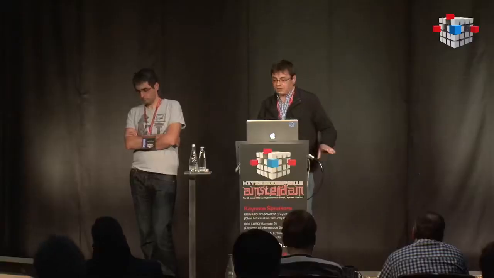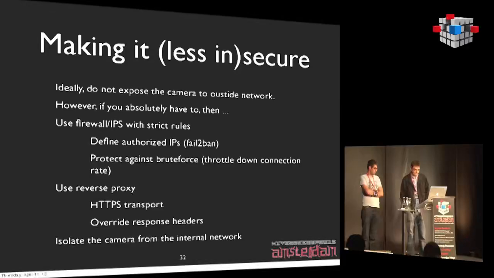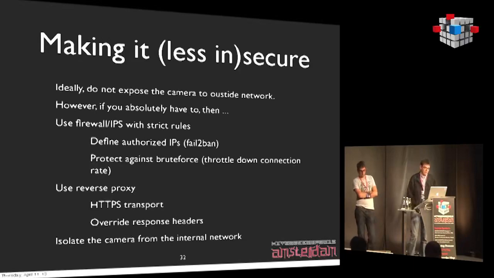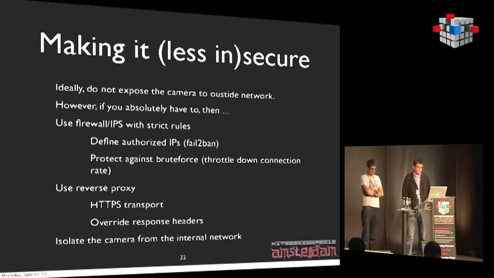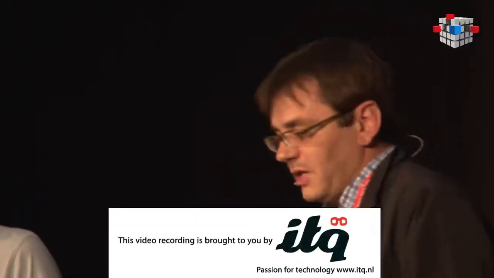But if you have to, that's what we recommend. Just use some box in front of the camera, like a firewall or IPS, which would run, for example, fail2ban, and whitelist only your IP or IPs you know. Protect from brute force by throttling down connection rates, and you can also have a reverse proxy, with at least an HTTPS connection between the reverse proxy and the end user. And it would make sense to override response headers by not saying that you are a NetWave IP camera, so script kiddies won't play with your camera found on Shodan, maybe.